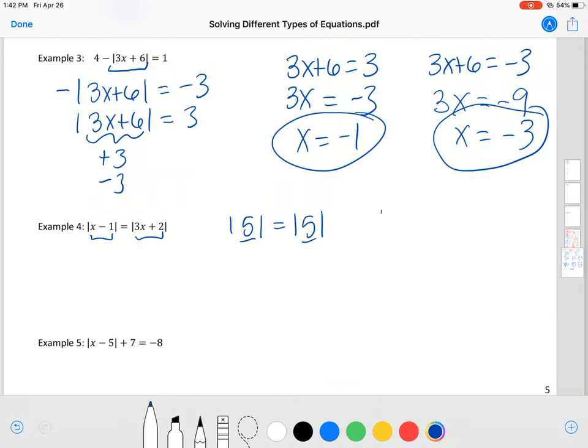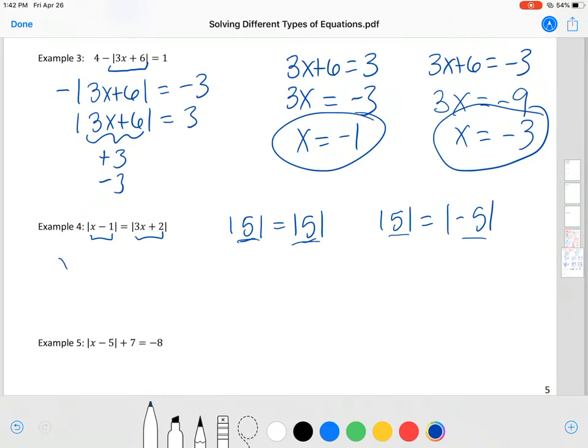Or I could have it set up where the absolute value of 5 is equal to the absolute value of negative 5. Either way, these both work. So they could be the same or they could be opposite each other. So what we're going to do to set up our equation here and to solve it, we're going to make two equations, one where the insides are exactly the same and the other where the insides are opposite.